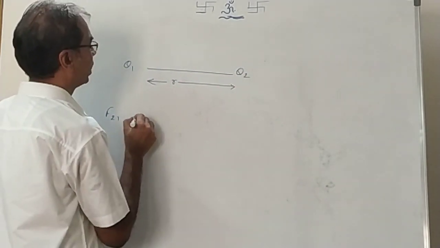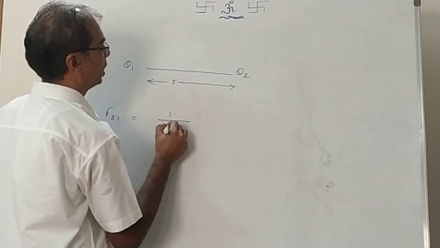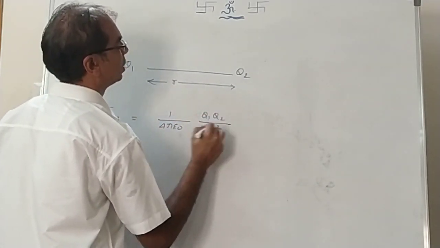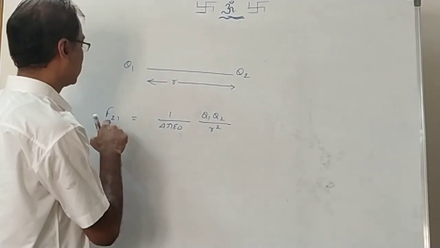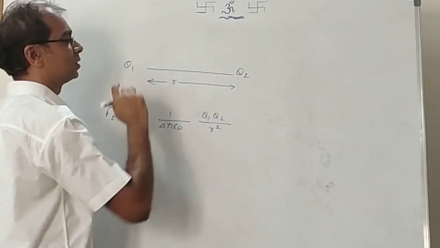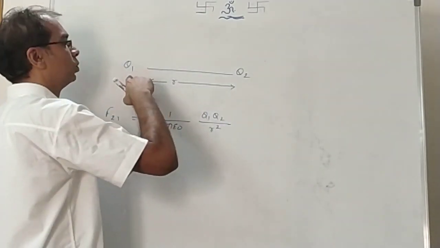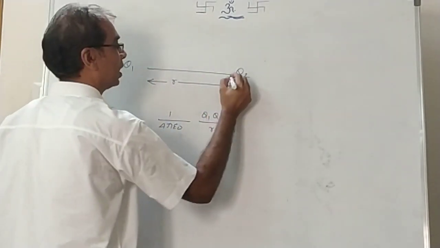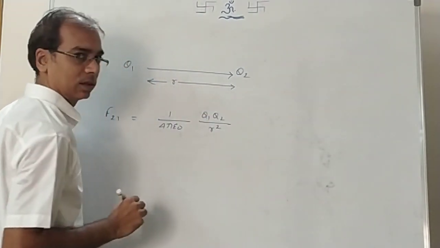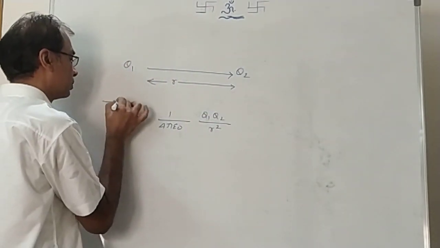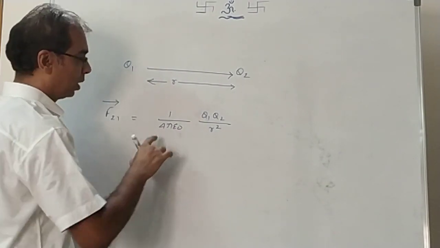So till now what we were writing? 1 by 4 pi epsilon naught Q1 Q2 by R square. Absolutely fine. But this force is on second one due to first one. That means repulsive force. On Q2, because of Q1, the force is repulsive. That means direction is this. Correct or not? Now that direction we have to write in this one. And what is all this?